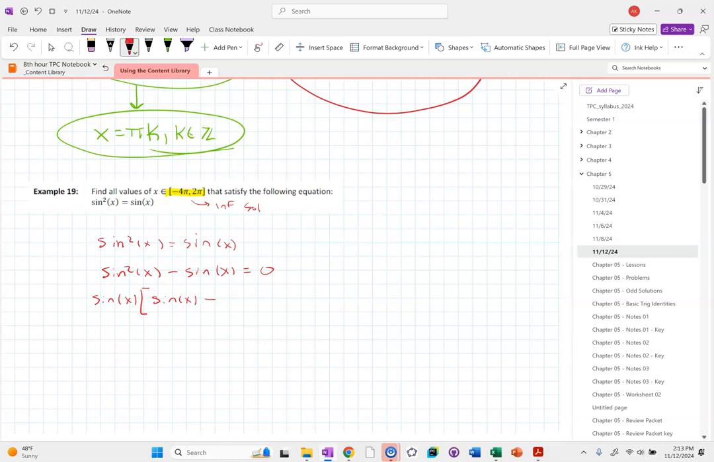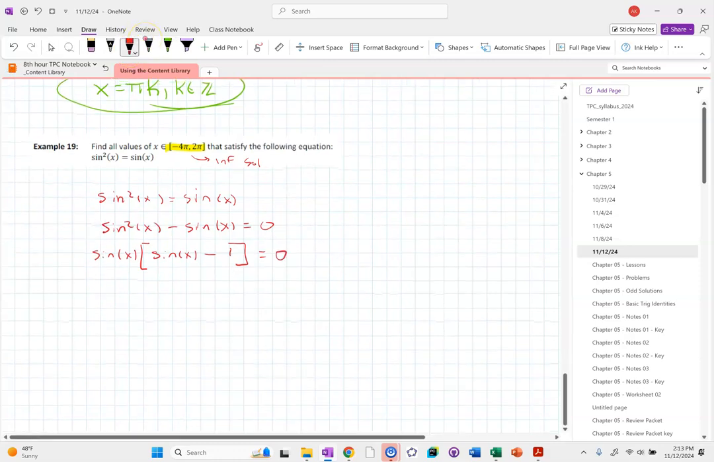When I factor sine x out of sine x, it becomes 1. Right? And you could check by just distributing things back through and making sure you get what you started with, right? Should be relatively easy to do that in your head. Okay. Apply my zero product property.